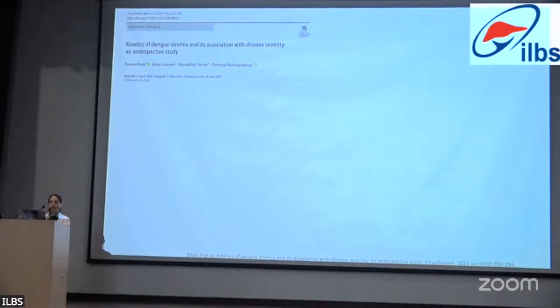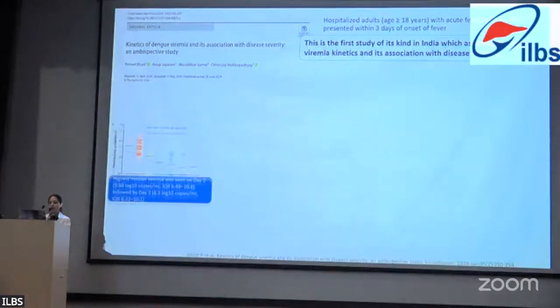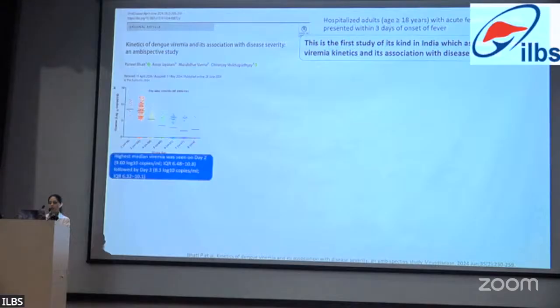The present study demonstrates a significant association between dengue viremia levels and disease severity. A total of 72 patients were found to be suffering from primary dengue and 54 from secondary dengue. The study was conducted on hospitalized adults with acute febrile illness who presented within 3 days of onset of fever. The most common serotype detected was serotype 1 in 37 cases, followed by serotype 2 in 34 cases, serotype 3 in 10 patients, and serotype 4 in 3 patients.